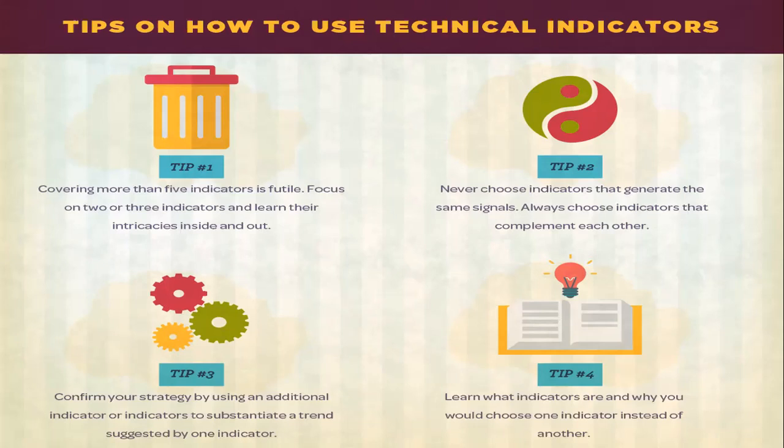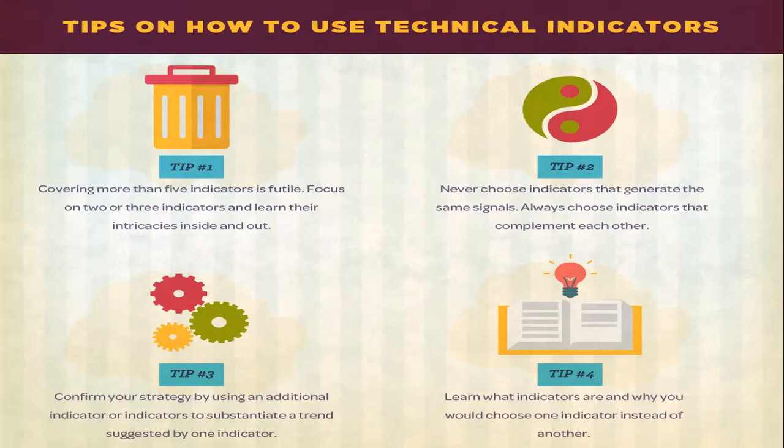So tip number 2: never choose indicators that generate the same signals. As we talked about, we have leading indicators and we have lagging indicators. You don't need to choose 3 leading indicators at the same time. There's no need. You can choose one leading indicator and one lagging indicator, and then you compare.